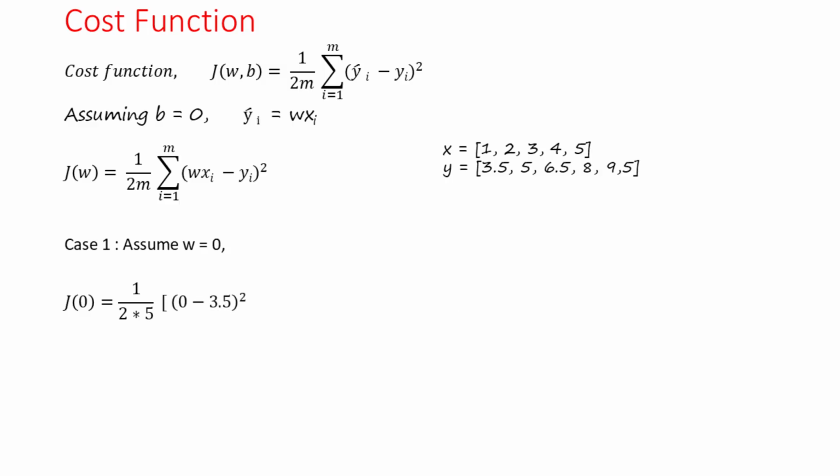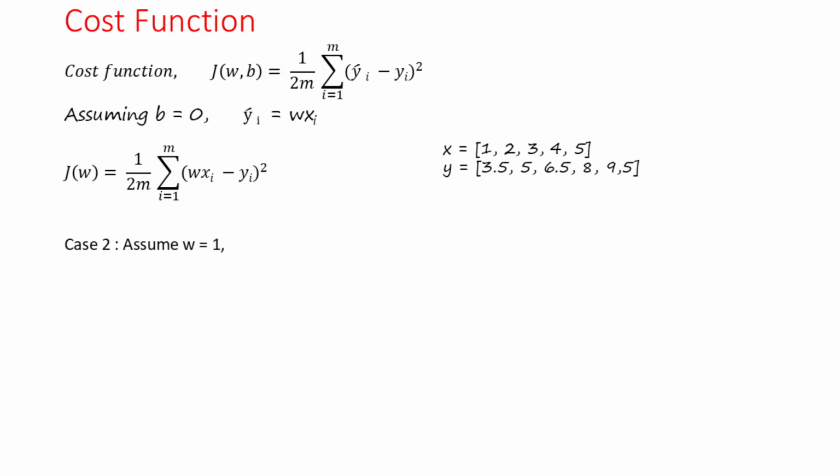So (0 minus y1, that is 3.5) whole squared, plus (0 minus y2, 5) squared, plus (0 minus y3, that is 6.5) squared, plus (0 minus y4, that is 8) squared, plus (0 minus y5, that is 9.5) squared. Crunch the numbers. I get 23.375. J of 0 is massive. Our model is not so perfect, but that's okay. We are just starting out.